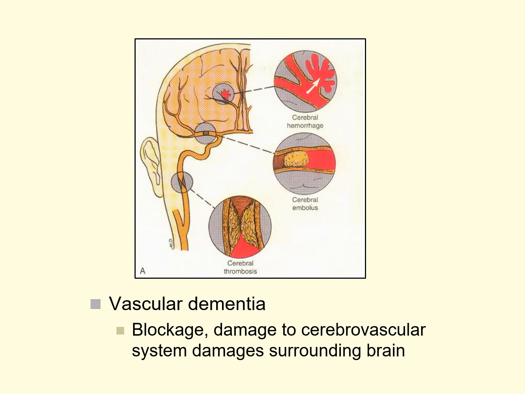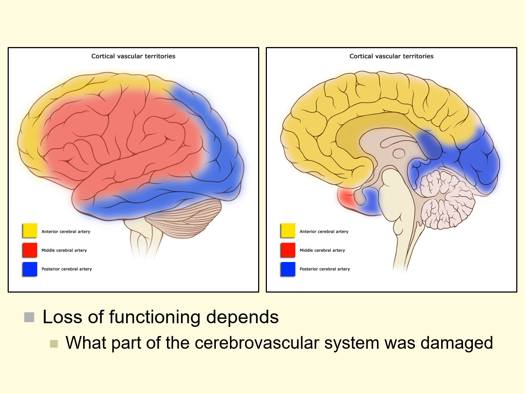Another form of dementia, distinct from Alzheimer's disease dementia, is vascular dementia. Vascular dementia can occur when there's blockage or damage to cerebrovascular systems that leads to loss of blood perfusion in surrounding brain areas and results in death and damage in those areas. Now, the death and damage in those areas depends on which part of the cerebrovascular system is blocked or damaged. So clearly, where the block occurs or where the damage occurs is going to dictate the parts of the brain that are damaged or die as a result.